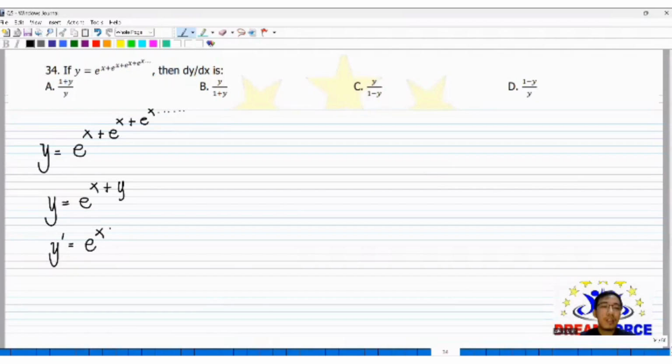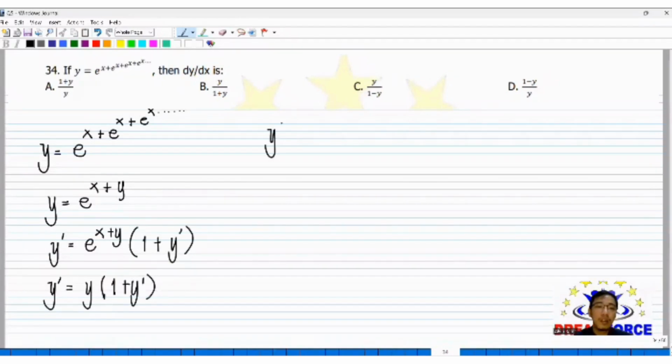Diba, kukopyahin lang natin yung e raised to x plus y times, i-derive natin yung exponent. Ano ang derivative ng x plus y? So, derivative ng x is 1. Okay, then plus, derivative ng y. Y prime. I-derive po natin siya implicit. Okay, but ito, yung e raised to x plus y, is siya ito. That is equal to y. Thus, y prime is equal to y times 1 plus y prime.